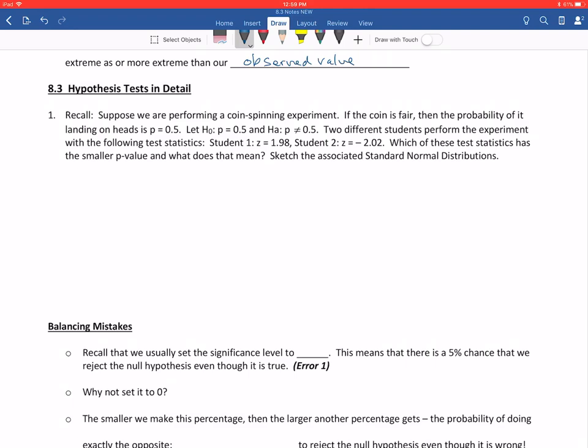Two different students performed the experiment with the following test statistics. Student 1 gets a z-value of 1.98 and student 2 gets a z-value of negative 2.02. Which of these test statistics has the smaller p-value and what does that mean? We're going to sketch the associated standard normal distributions. So I'm going to sketch one for student 1, a standard normal distribution, and another one for student 2. Okay, so standard normal means our center is at 0.